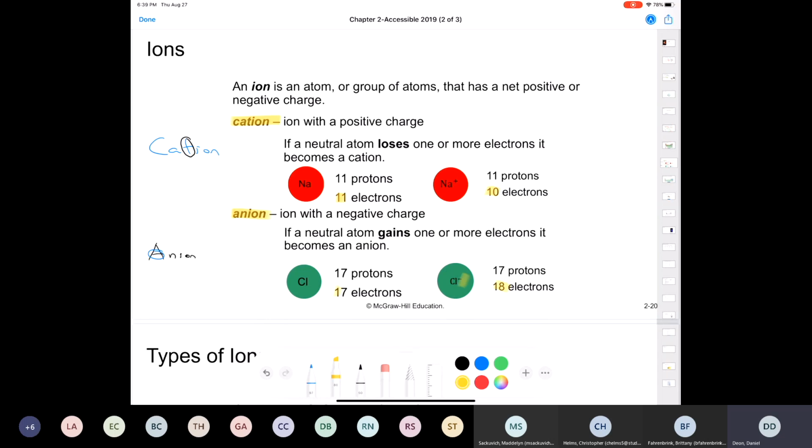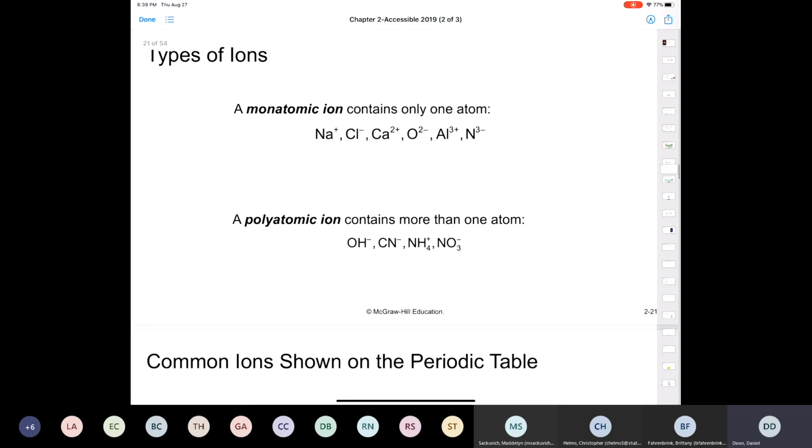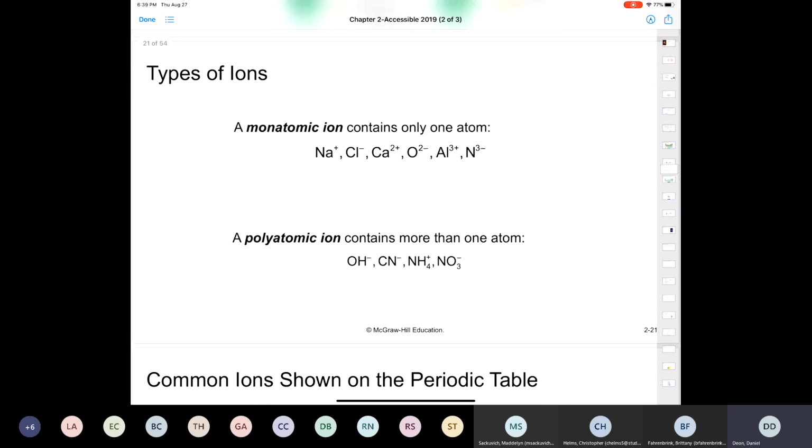Give me a thumbs up if you follow me on that. Loss of an electron becoming positive and gaining an electron becoming negative. All I see is ha-ha from Chris about my, okay, good. All right, great. So we've got cations and anions. We got chemistry students on the line here, so let's keep talking.